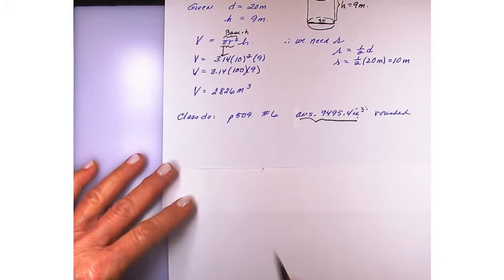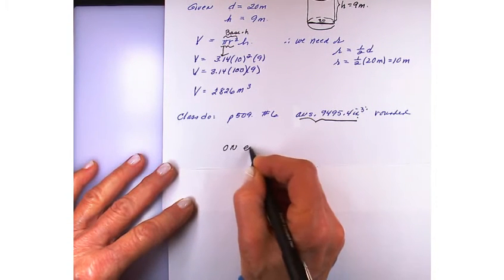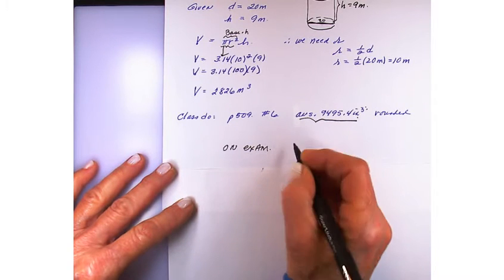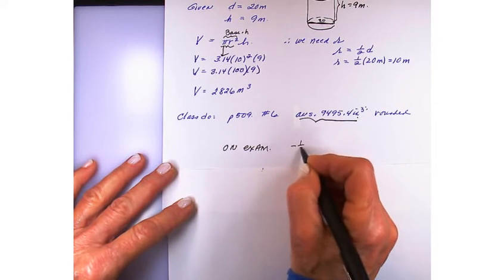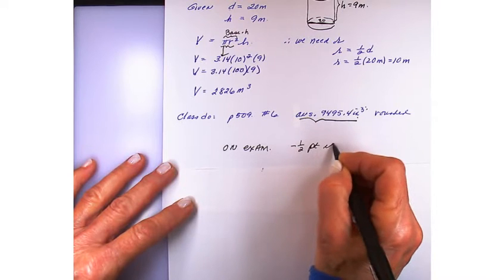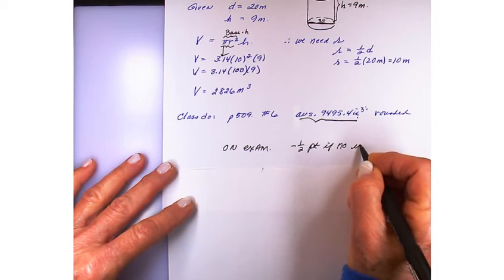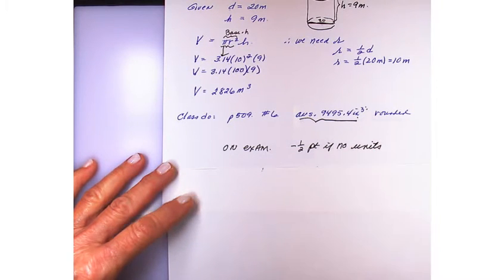On the exam, if there are no units, it's minus 1/2 point if you do not give me units. Okay?